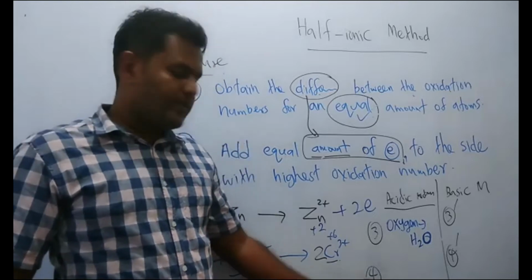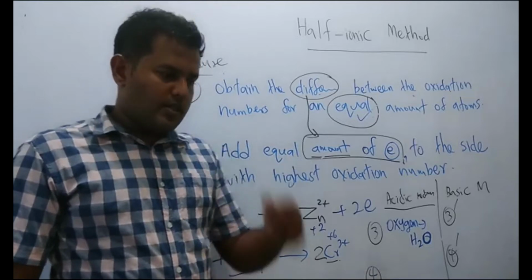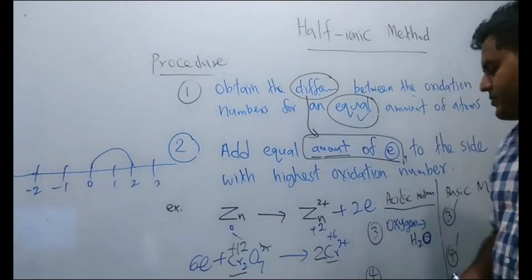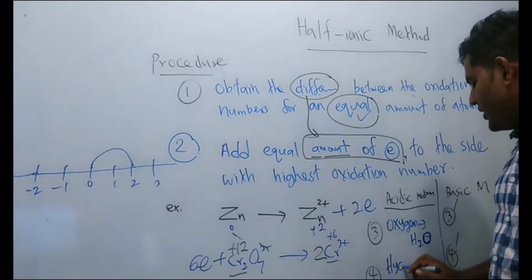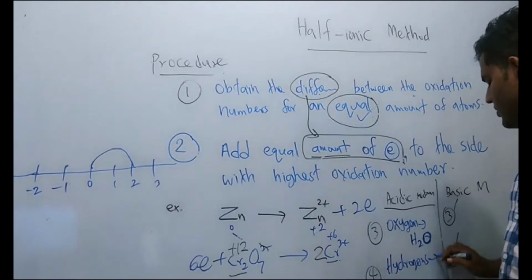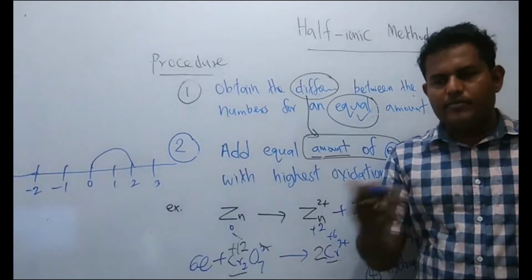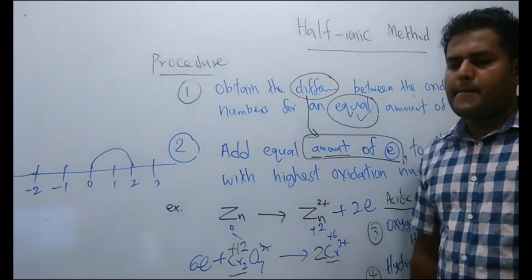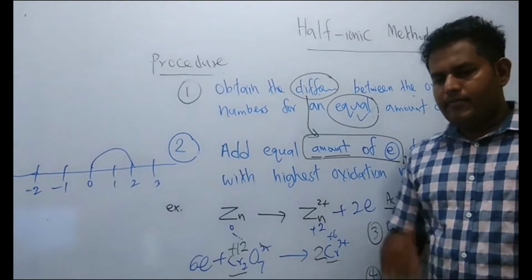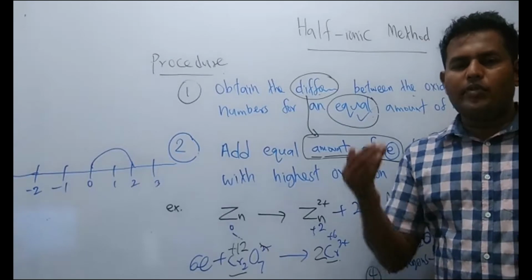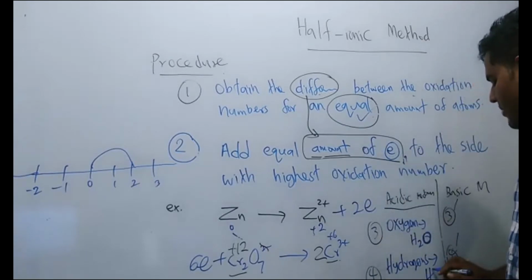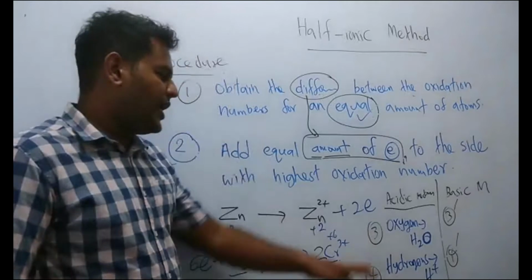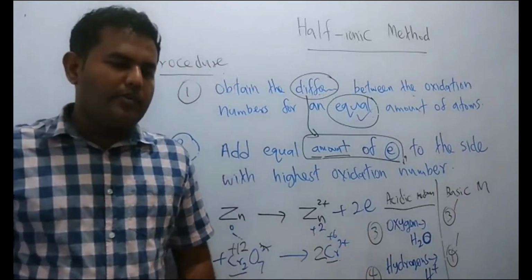So let's do point 4. Number 4. Now obtain the difference between hydrogens and balance it using relevant number of H plus.